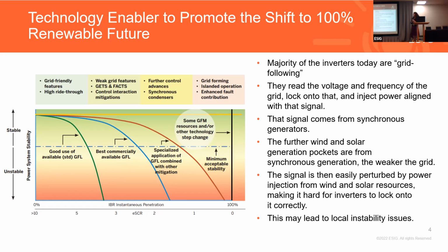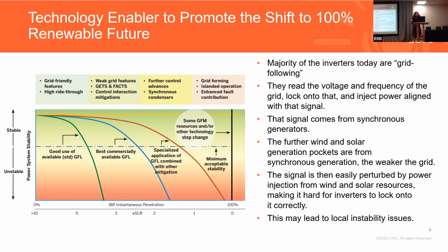stability. So what you can see on the left-hand side of this slide is a schematic chart we have in the report. Everything above the blue line represents stable behavior, and everything below the blue line is unstable behavior. On the x-axis, you can see the percentage of inverter-based resource penetration as a portion of instantaneous load, and at the same time, you can see an equivalent short circuit ratio characterization. So this is a characterization of system strength.